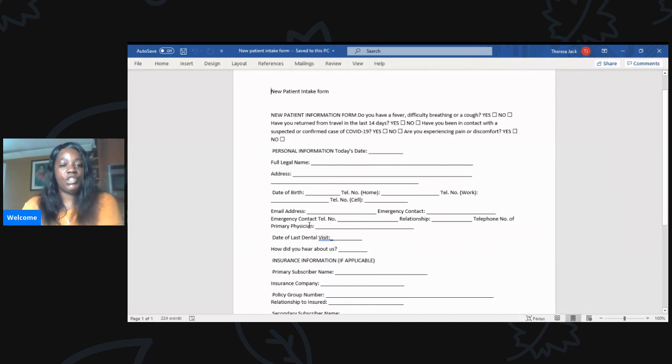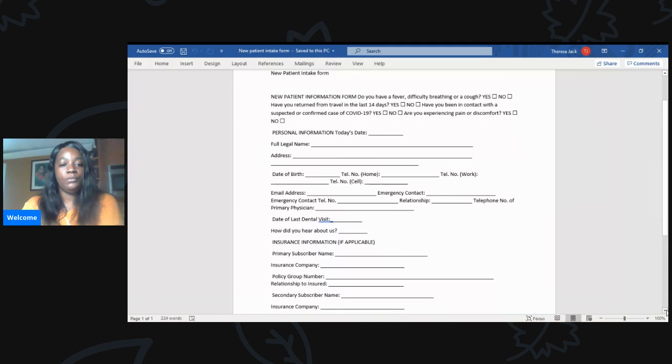Primary physician, just get their name. A lot of times you can Google it. A lot of times patients may not know their physician's phone number.